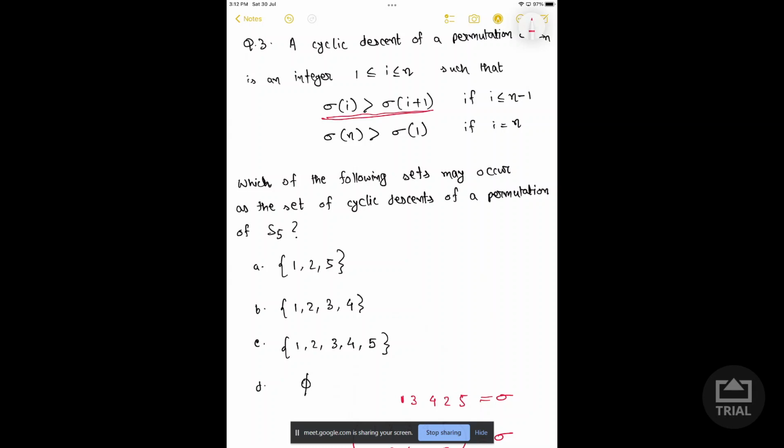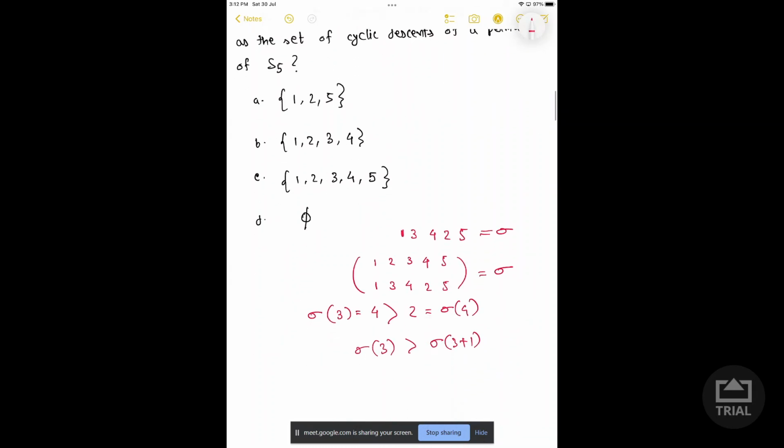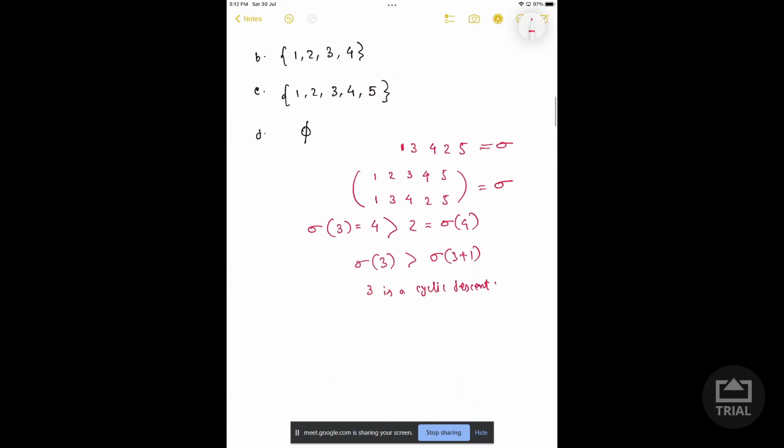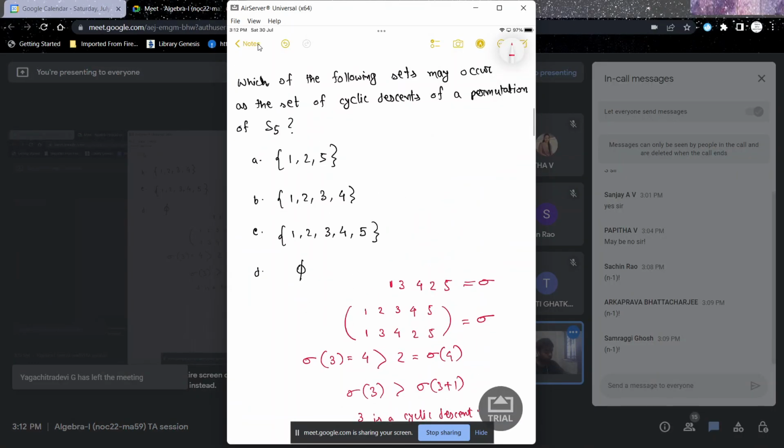I is a cyclic descent by definition. So in other words, you can say that 3 is a cyclic descent, right? Clearly 3 is a cyclic descent of your permutation. So the question is simple.